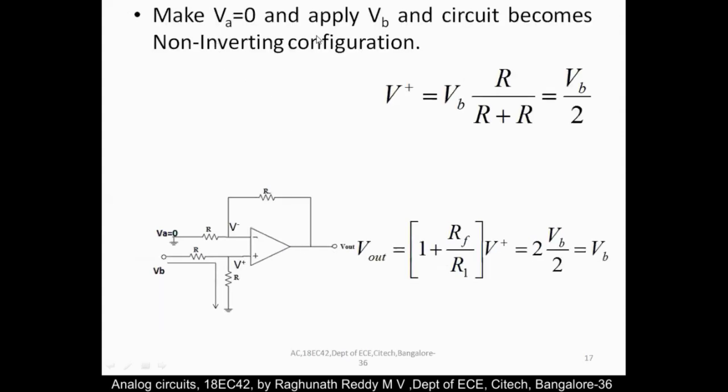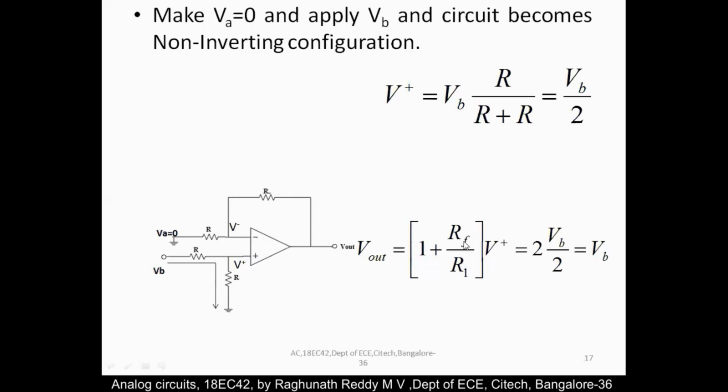Next, make VA equal to 0 and apply VB; the circuit becomes a non-inverting configuration. VA I made 0, VB is applied, so it acts as a non-inverting configuration. Now the actual voltage applied to the non-inverting terminal, that is V plus, equals the applied voltage VB into R divided by R plus R, which gives VB by 2. This is the voltage applied to the non-inverting input terminal. Next, V out equals 1 plus RF by R1 into V plus. You know that RF is R and R1 is R.